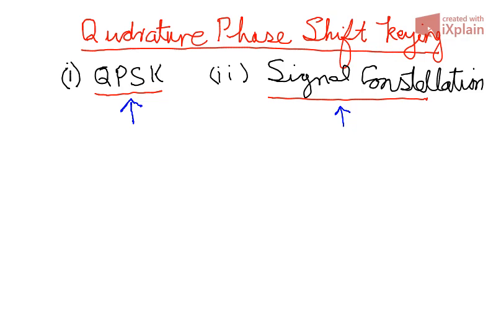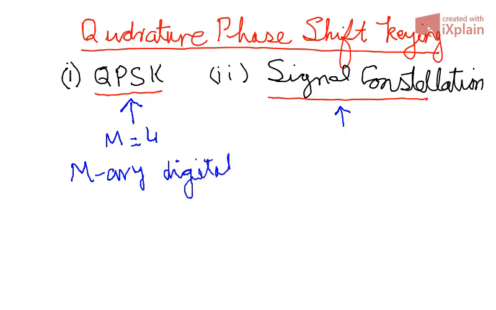Let me recall some of the key points in our previous video. We said that for QPSK, we set M equals 4, which is an M-ary digital modulation scheme. So we keep M equal to 4.